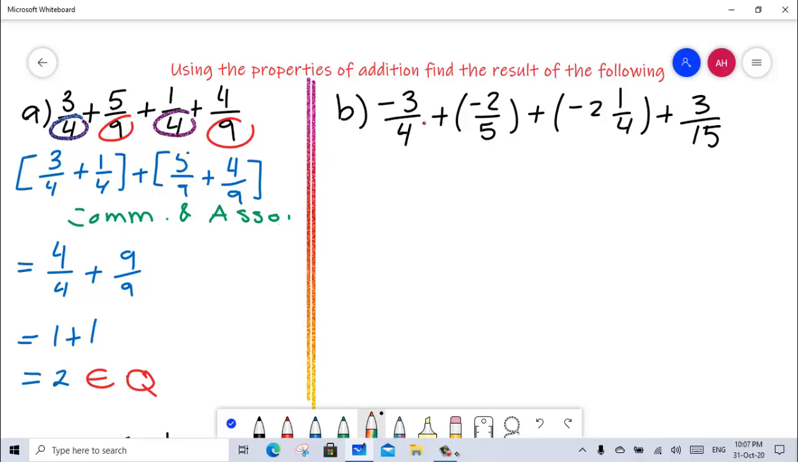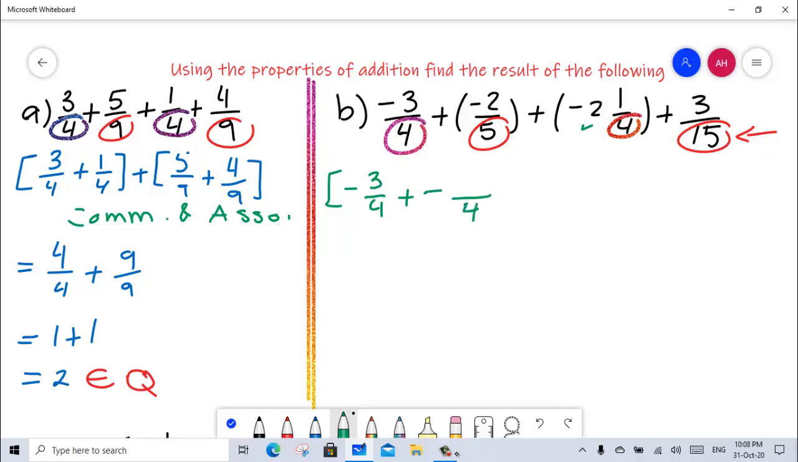Looking at the denominators, I will have 4 and 4. What about the 5 and the 15? They are different, right? But still, I can change the 15 to be 5 by dividing by 3. So now I will have negative 3 over 4 plus negative 2 1 over 4. This is a mixed number. Let's first go and change it to an improper fraction. We said don't forget first to put the negative sign and let the denominator be the same. 4 times 2, it's 8. 8 plus 1 is 9. So it's negative 9 over 4.